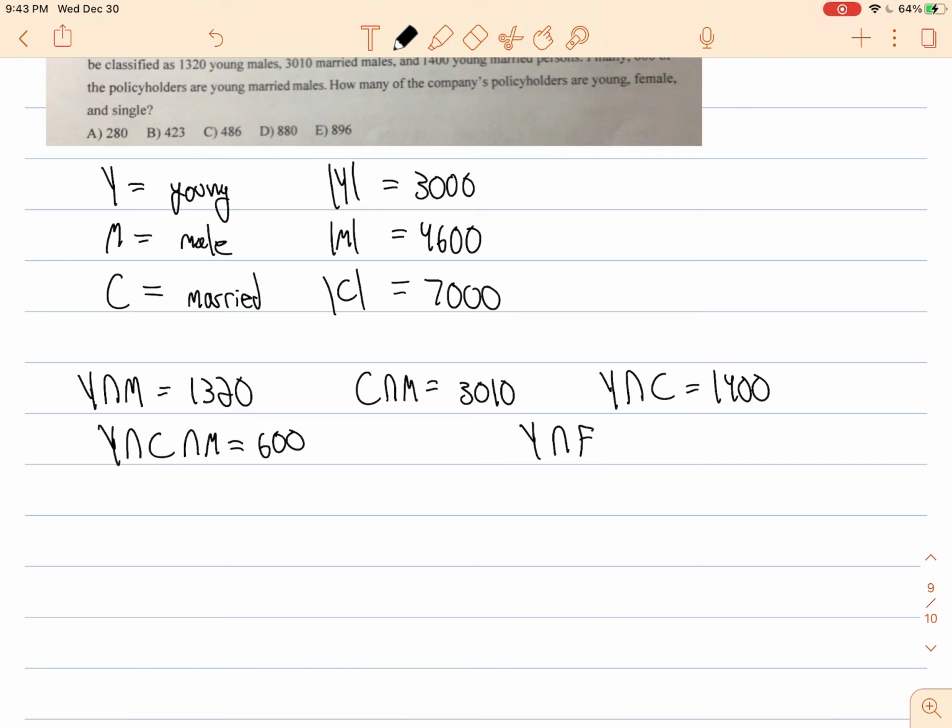How many of the company's policyholders are young, female, which is the complement of male. So let's actually make that male complement. And single, which is the complement of married. That is the question.